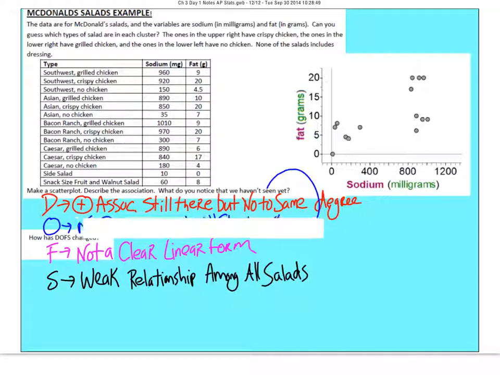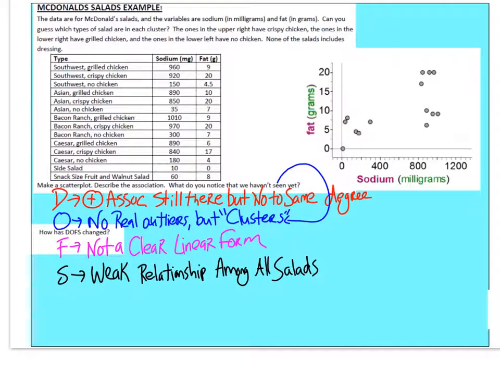And in terms of the outliers, there's really no outliers, but there are clusters. You could say there's a cluster of salads kind of in between this range, and then you have another cluster here. So on an actual free response question, I would say that their rubric would require you to talk about these clusters. If not, you would probably go from a 4 to a 3 within that.